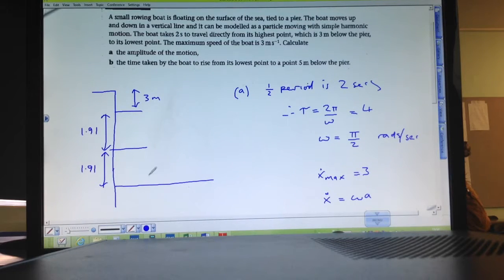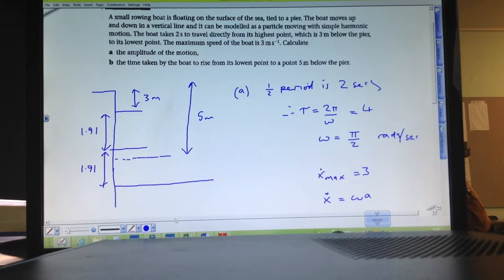Now it says the time taken for the boat to rise from its lowest point to 5 metres below. So lowest point, 5 metres below. So I need to come from down here, do you agree? And 2 metres is going to knock me into here. Okay, that there is 5 metres below. So I'm below this centre, what's that? Centre of oscillation, okay, equilibrium. Okay, so that's 5 metres.